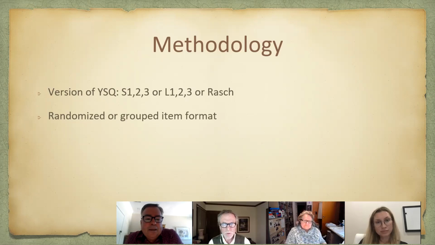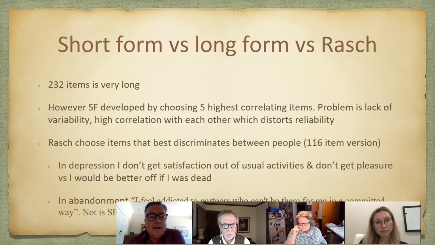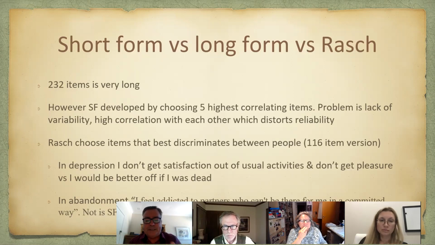That's great. That's really good, Chris. Yeah. Now I want to compare short forms and long forms, and talk briefly about the Rasch versions. The issue is this: the 232-item long form is very long, and so it led to people developing a short form. The way that was developed was to pick the five highest correlating items. The problem when you do that is you lose variance in what's present in the sample.